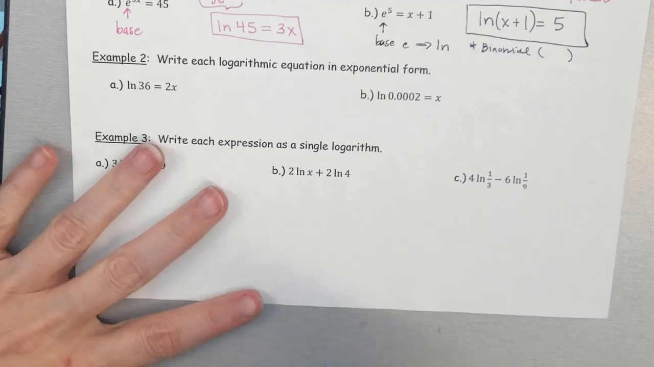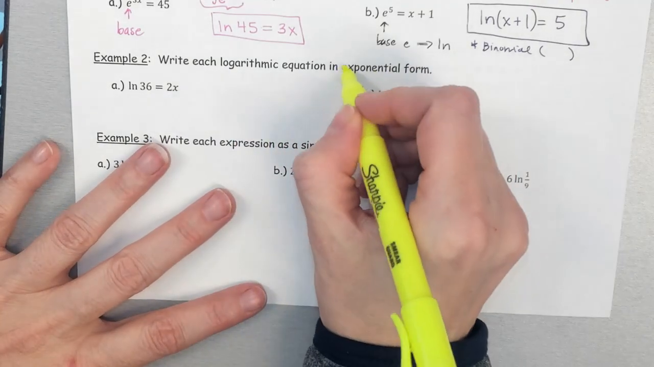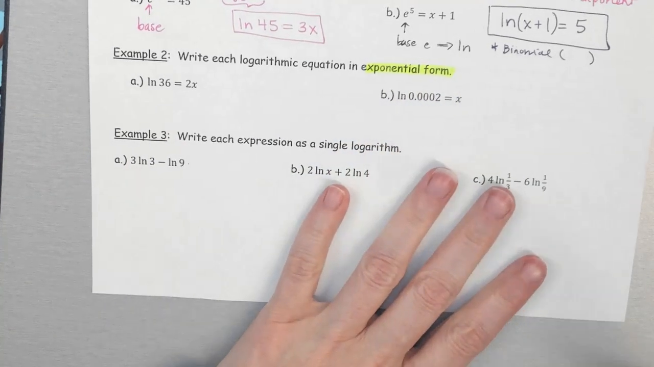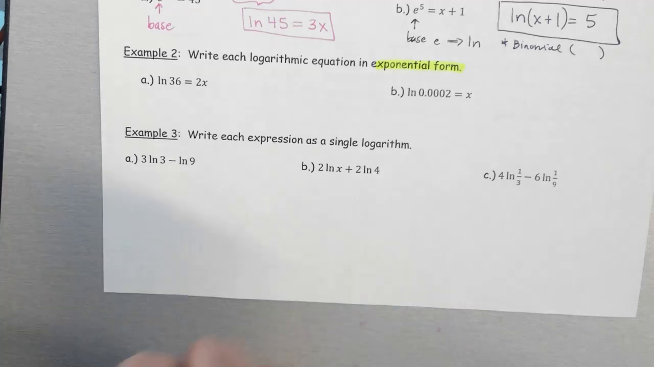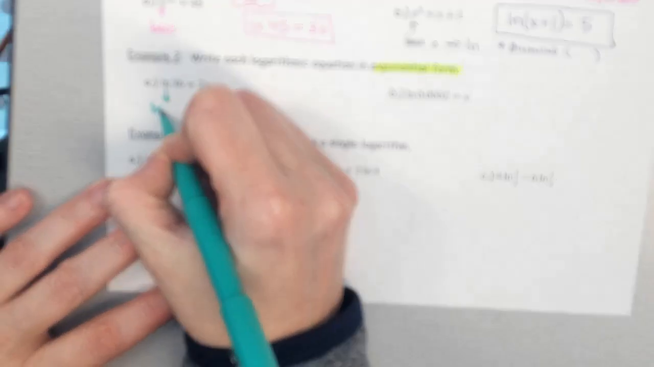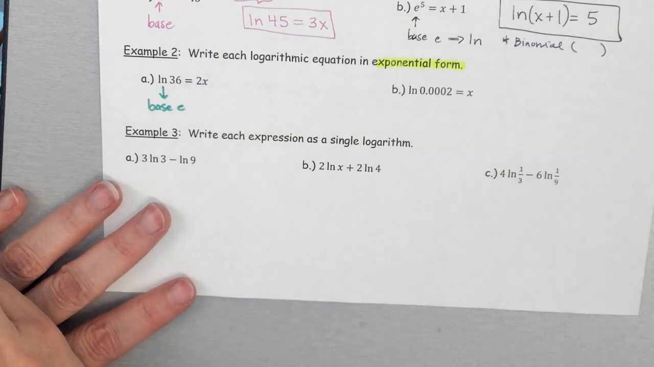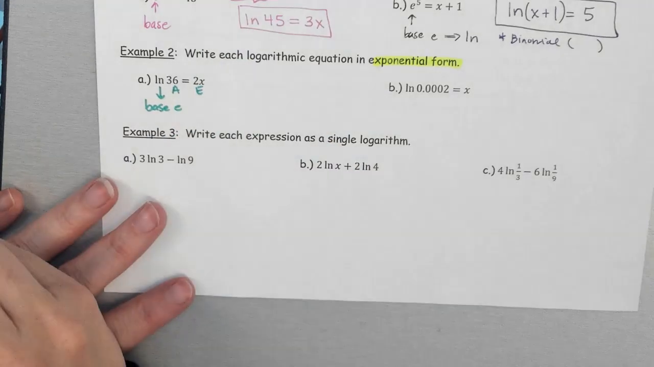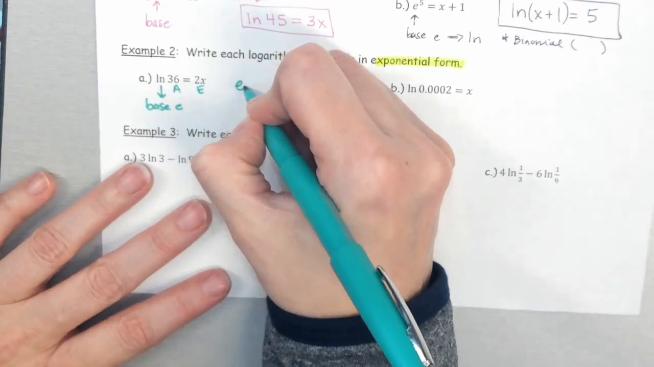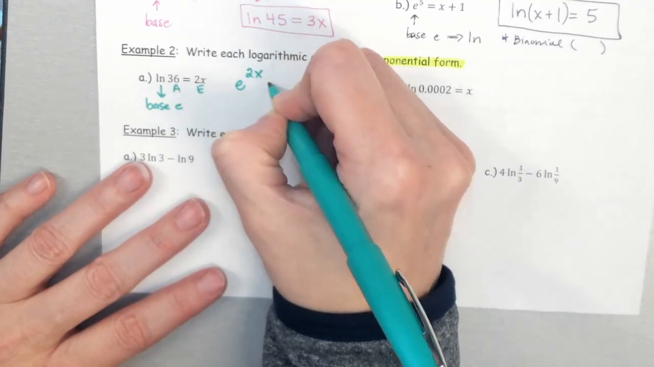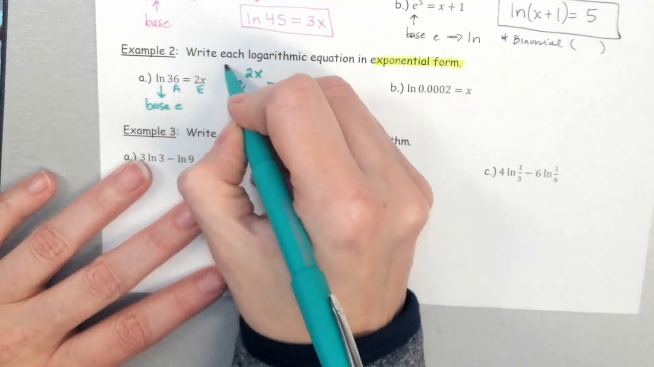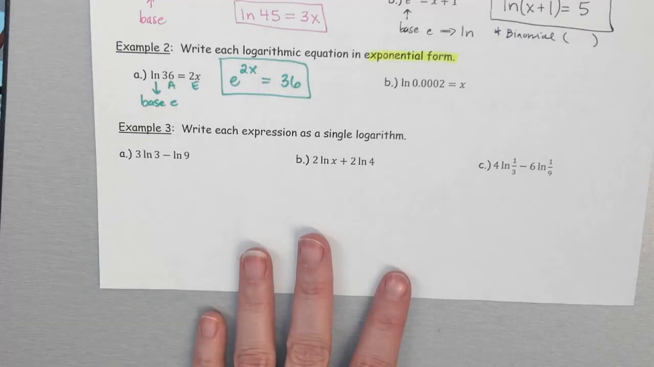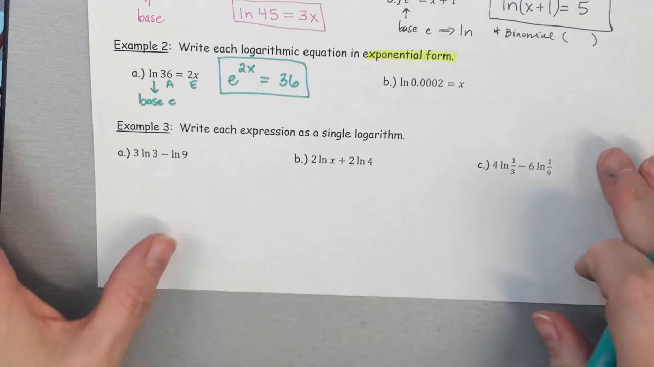All right, and then example 2, we're given the log equation, and then we have to write it in exponential form. That's where you can think of your base, your answer, your exponent. Whenever you see the natural log, we know the base is e. So e is your base, the exponent is 2x, and it is equal to 36. And then go ahead and do part B if you haven't already.